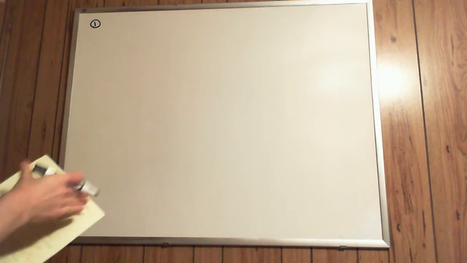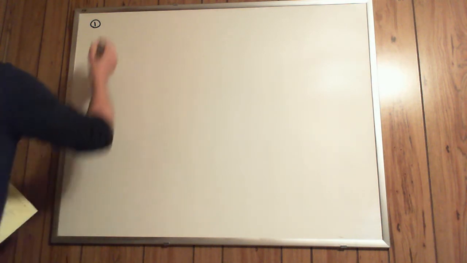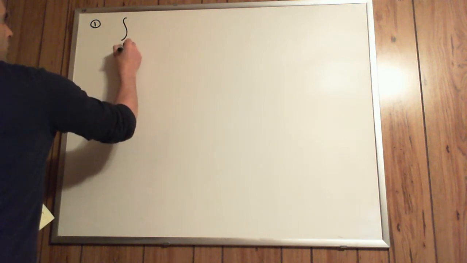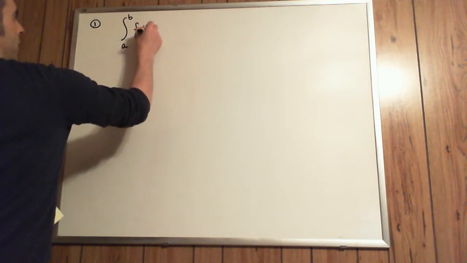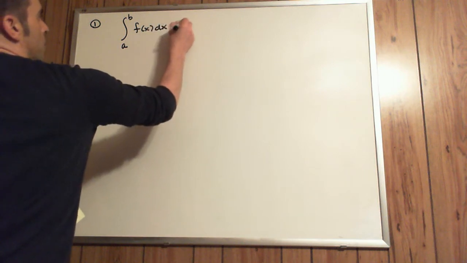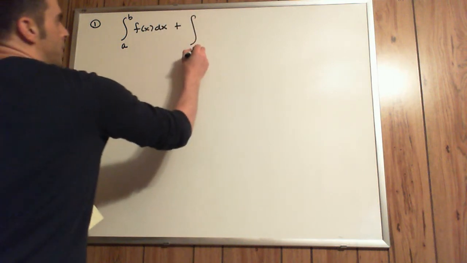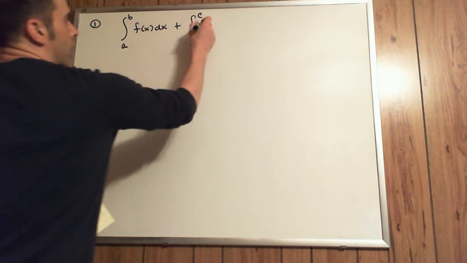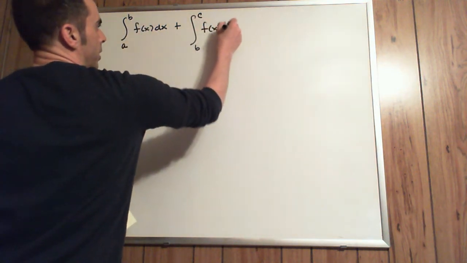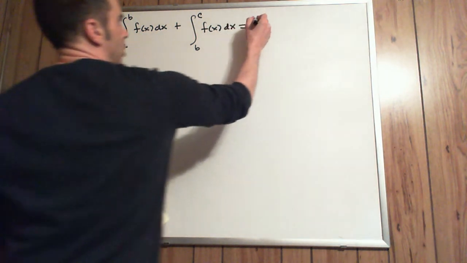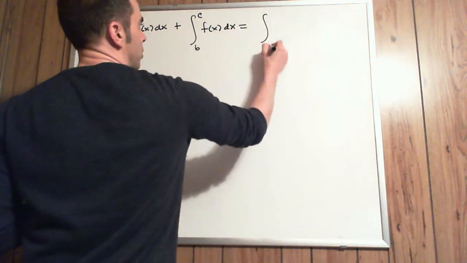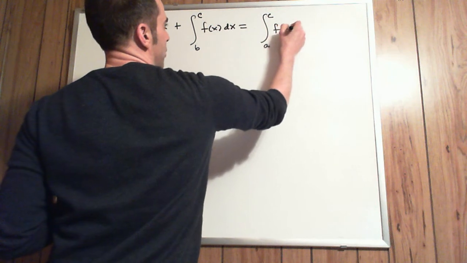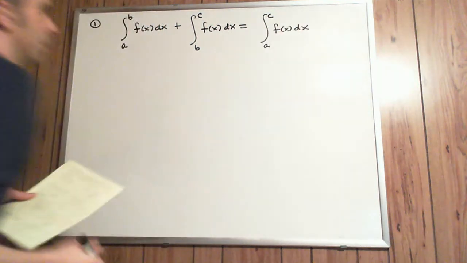And the first one is that we can add them. We can add integrals in parts to get the value of the whole integral. So the property is the definite integral from a to b of f of x dx plus the definite integral from b to c, notice how these limits are the same, of the same function f of x dx. That's going to be equal to the definite integral from a to c of f of x dx.